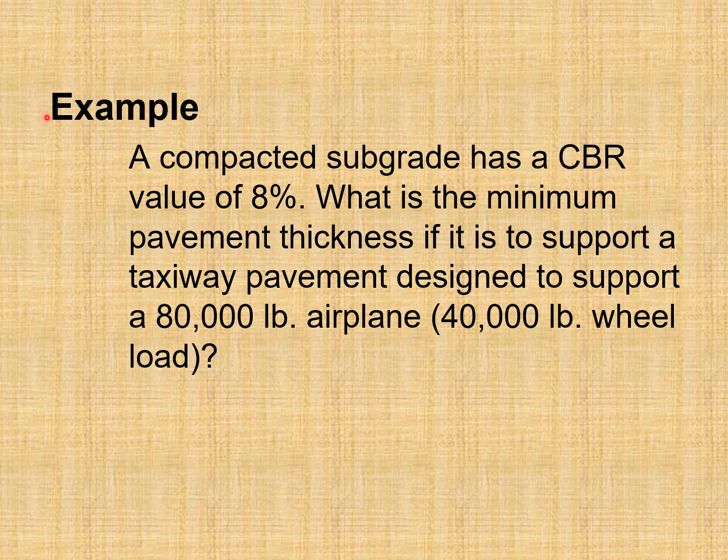Example: a compacted subgrade has a CBR value of 8%. What is the minimum pavement thickness if it is to support a taxiway pavement designed to support an 80,000 pound airplane? So this is basically the axle load, 80,000 pounds. So obviously a 40,000 pound wheel load is to be considered in this problem.